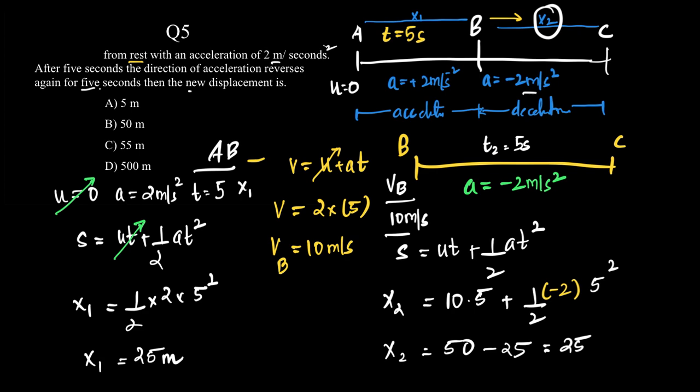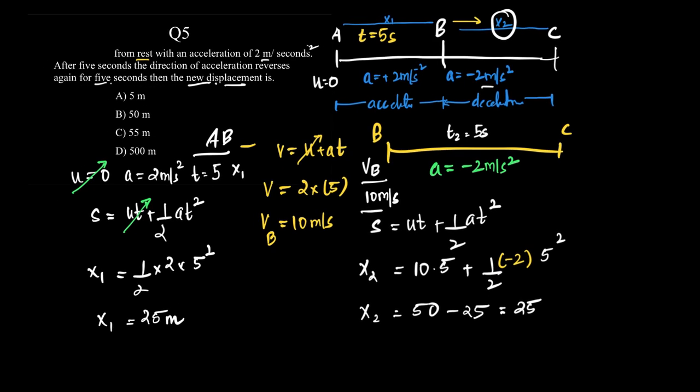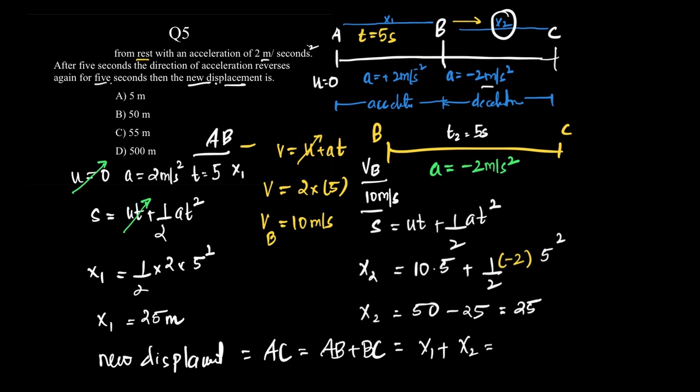Now, the new displacement is being asked in the question, right? So we can say that the new displacement is basically AC, which is equal to AB plus BC, which is equal to 25, or to be more precise, is basically x1 plus x2, which is nothing but 25 plus 25, which is 50 meters. So the correct option here is option B.